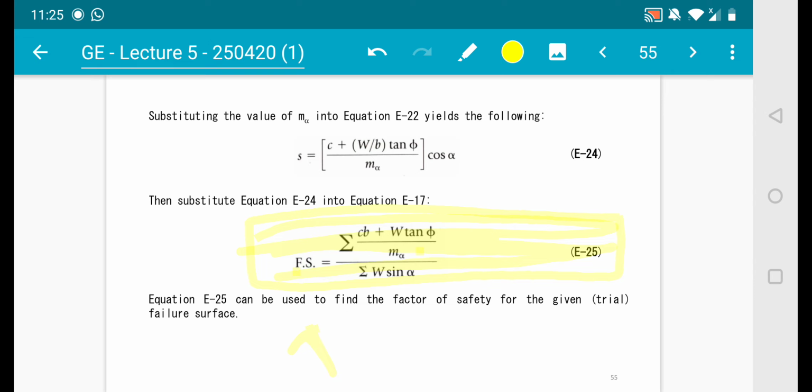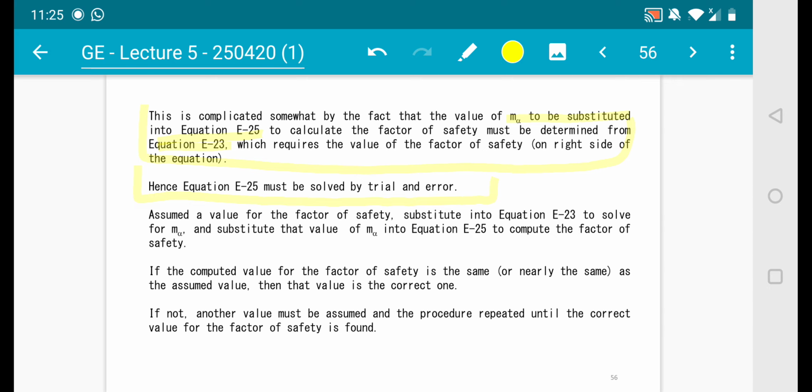And then what do I get? I get the factor of safety from E25. So let's look at the next step. If the computed value for the factor of safety using equation E25 is the same as the assumed value in E23, then that value is the correct one. So I should get a similar value of Fs in equation E23 and E25. If I don't get the same value, another value must be assumed and the procedure repeated until the correct value for the factor of safety is found. So this is how I solve Bishop's approach.